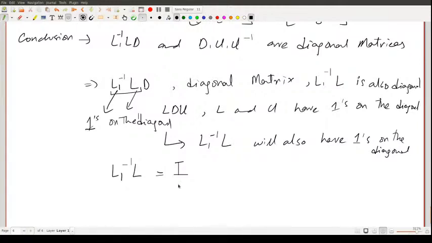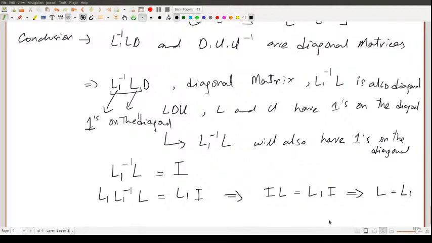And now you can multiply both sides. This immediately should tell you that both of these matrices will be equal, because the inverse of one matrix times the first matrix is the identity. I can multiply both sides by L1, and this is L1 times I, and L1 times L1 inverse will give me the identity matrix, because this is the matrix being multiplied by its inverse. So the left hand side is identity times L, and the right hand side is L1 times the identity, which gives me the nice fact L equals L1.